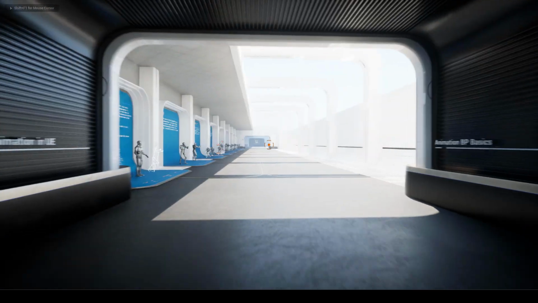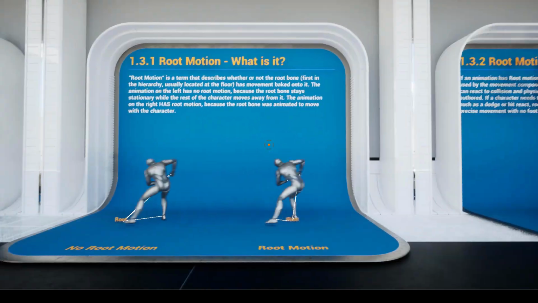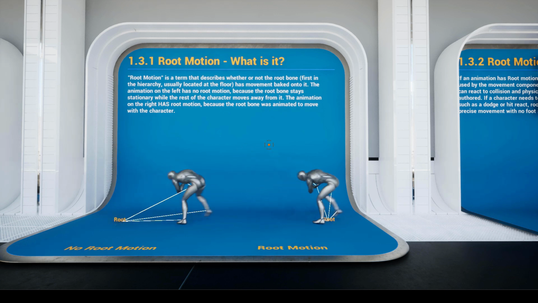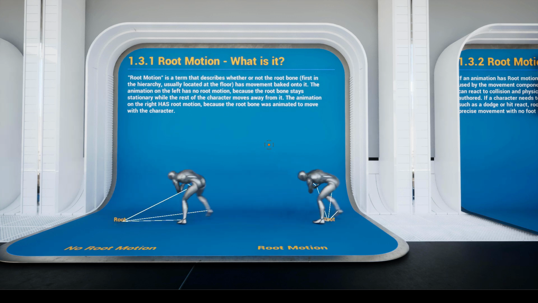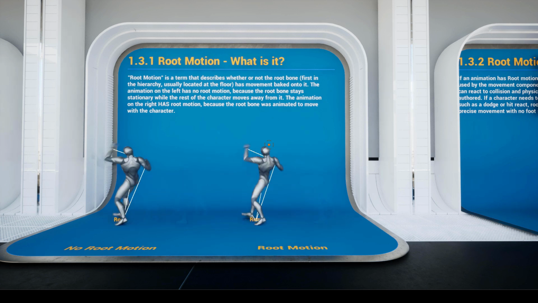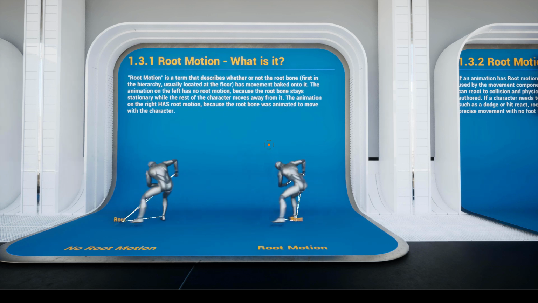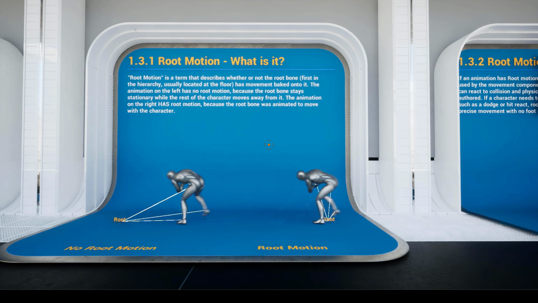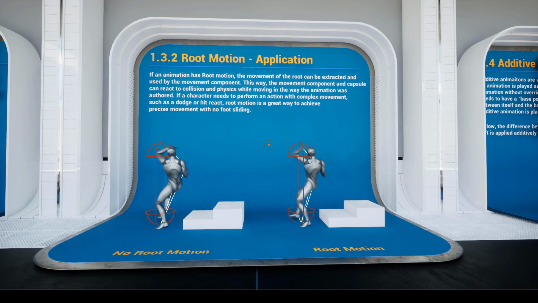So it's just a little ways down the hallway here, and it's this very first one right here. So let's see what it says. Root motion, what is it? Root motion is a term that describes whether or not the root bone has movement baked into it or onto it. You can see the animation on the left has no root motion, and so the root motion just stays grounded and locked. And then the animation on the right, you'll see that with root motion enabled, the root bone goes along with the player character. And what you're going to see, what is the advantage of doing this, is in this next demo over here, you'll see the application of root motion.